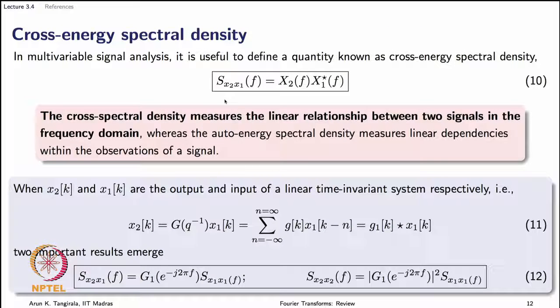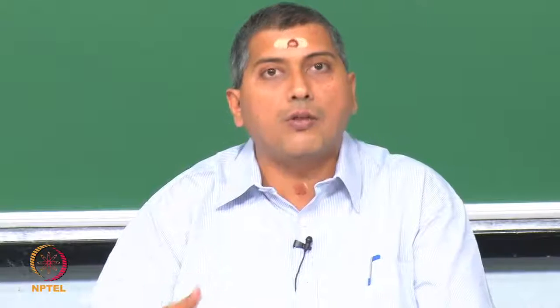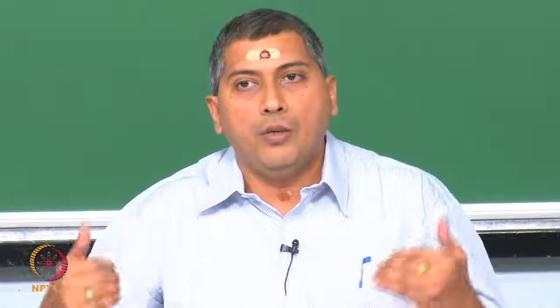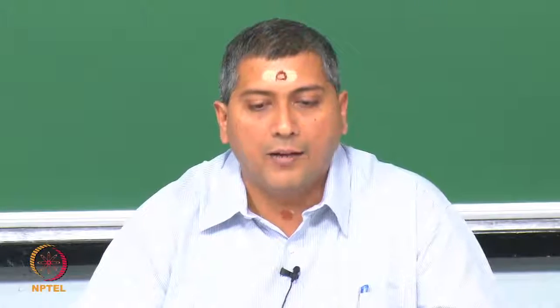Now, it is useful to know the concept of cross energy spectral density. The cross energy spectral density essentially is an extension of the auto energy spectral density, that is, the regular energy spectral density that we have been looking at for a single signal. Now, we are looking at two signals. We would like to measure the linear dependence between two signals in the frequency domain. Remember, we said the cross covariance function is actually a measure of the linear dependence between two signals that are shifted in time by a lag L.